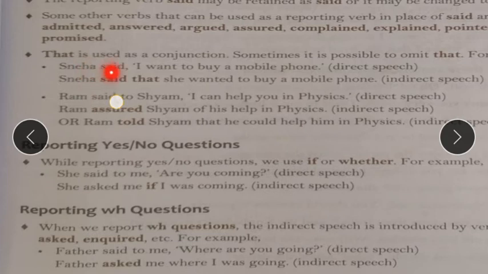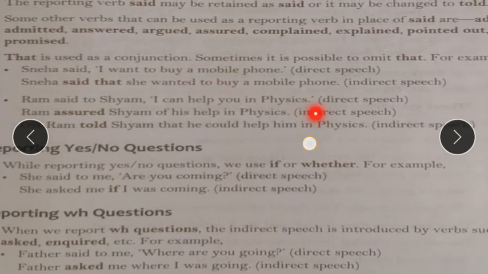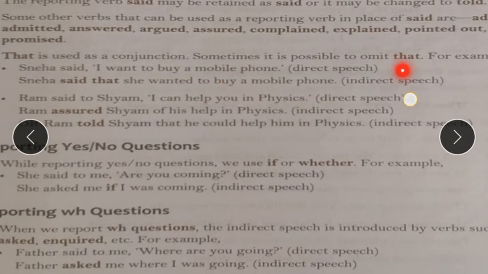That is used as a conjunction. You know, that is joining two sentences and it is used as a conjunction. Sometimes it is possible to omit that. In some cases, we don't use the word that.